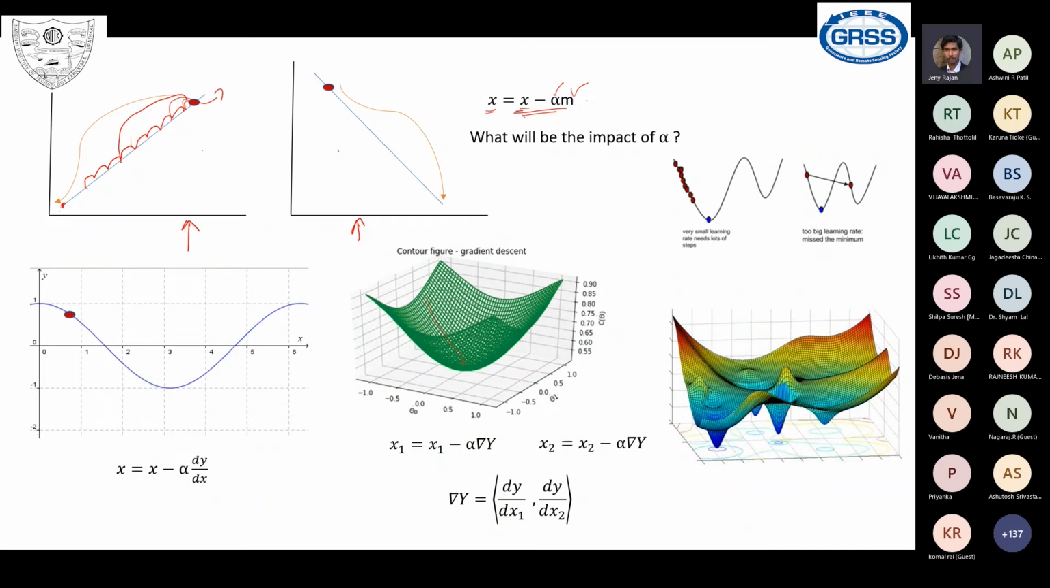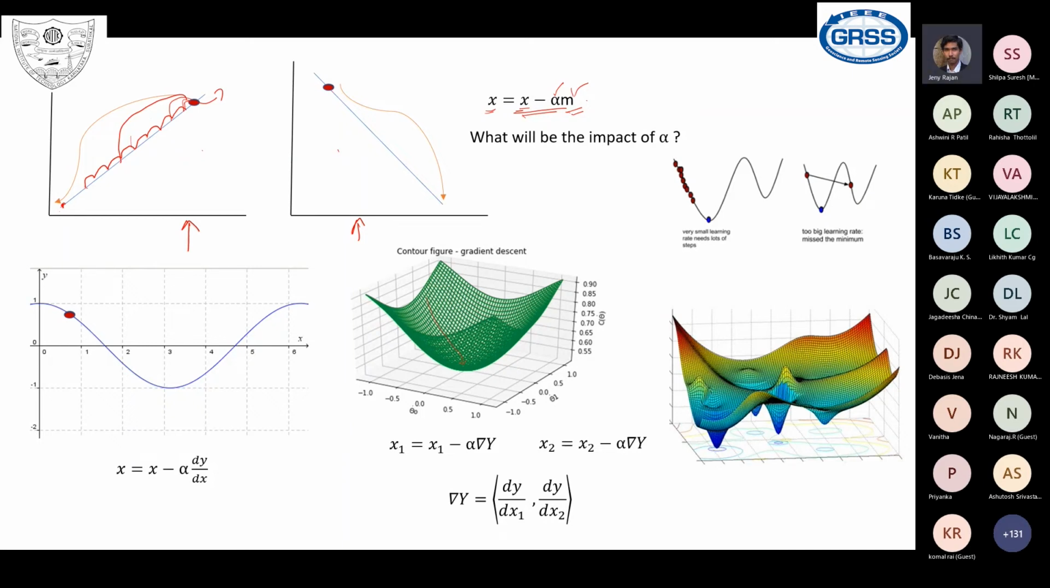How are these two lines different? One has a positive slope and the other a negative slope. In this case the slope is negative, so we are moving against the slope. Here we have to move along the slope, but you can still use the same equation because our m is negative now. So the equation becomes x is equal to x plus alpha into m. You start from here, decide some step size, and finally you will reach here.